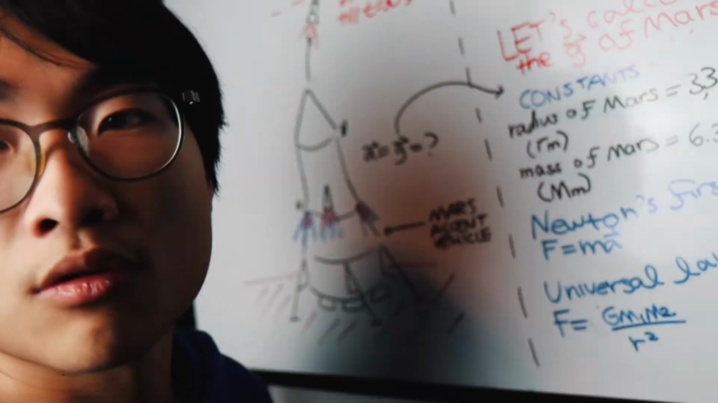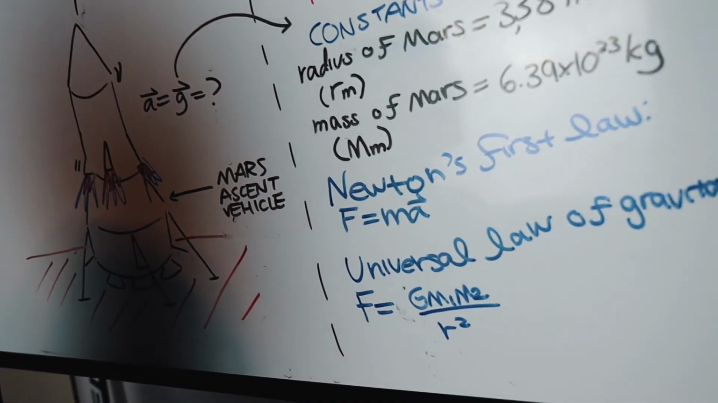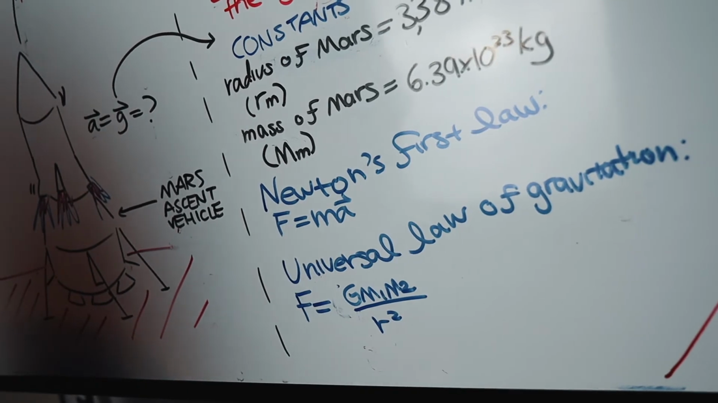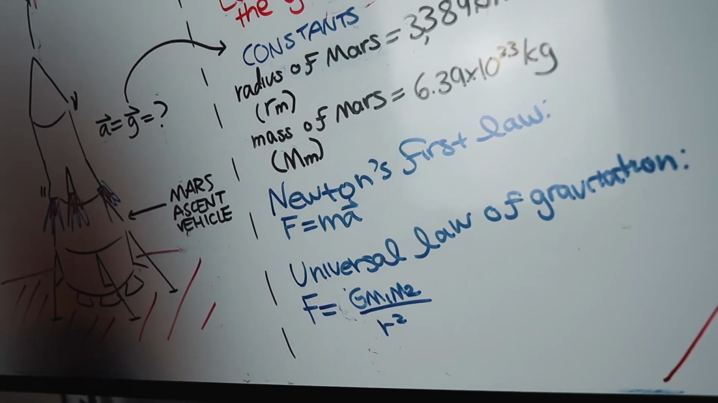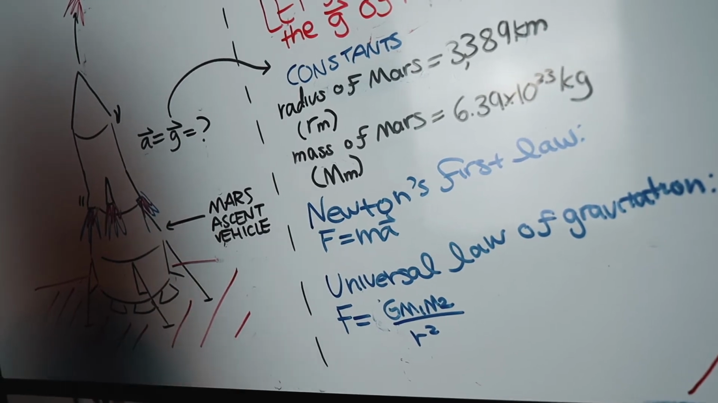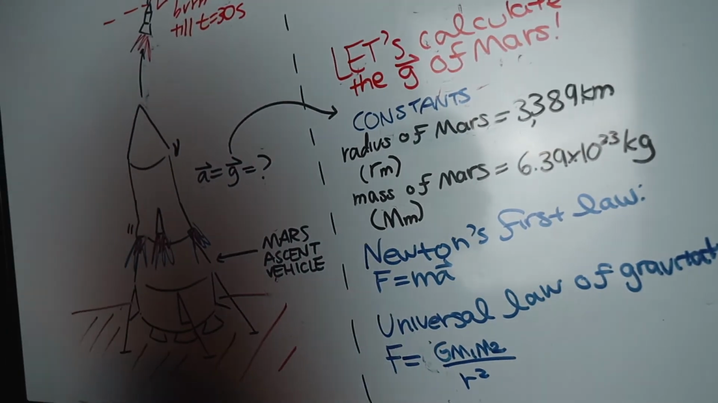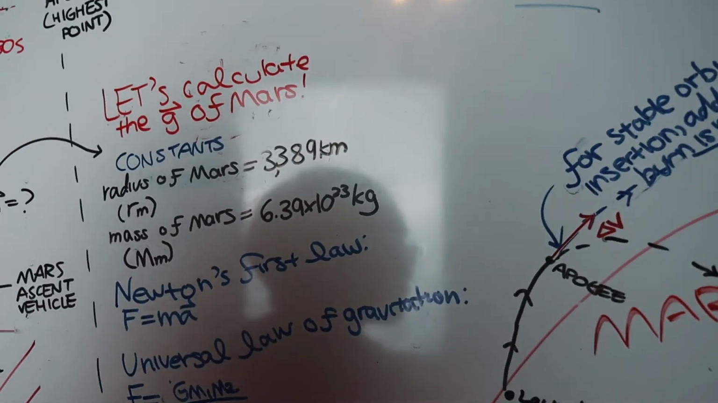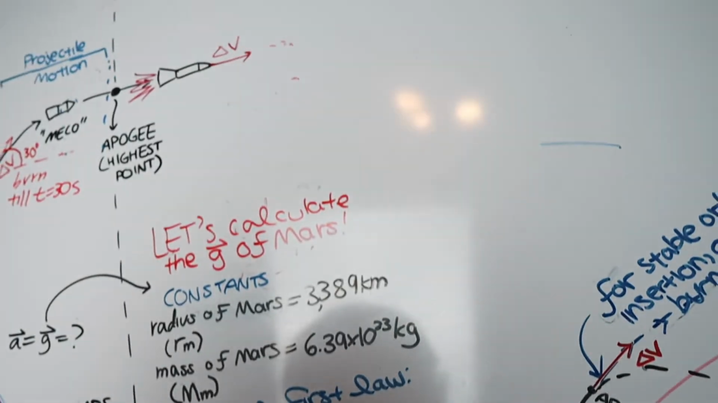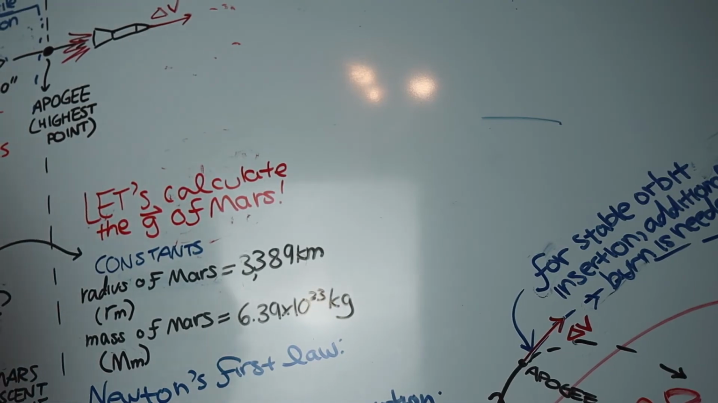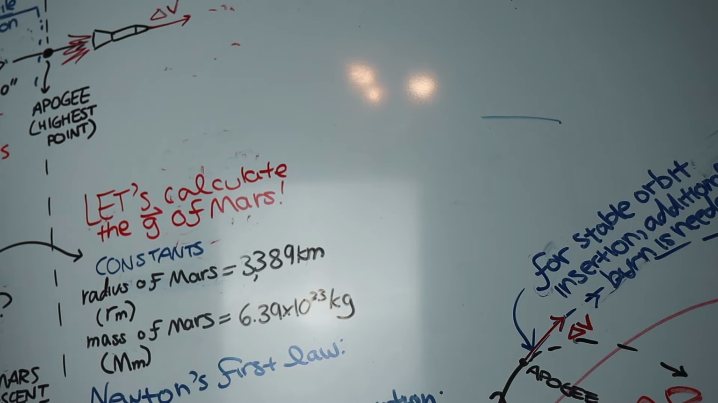Let me move the camera a little closer to the equation so you guys can see it better. As you can see, this is the universal law of gravitation. Then how do we calculate the exact value of the gravitational acceleration constant of the Martian surface? Well, here we go. We're going to get a different colored pen, and we're going to proceed.